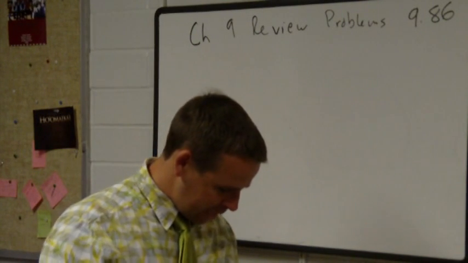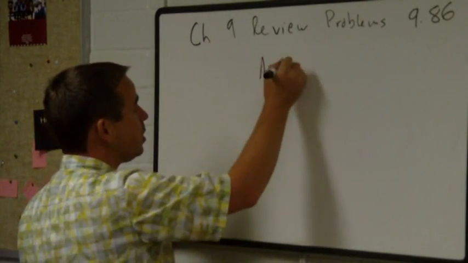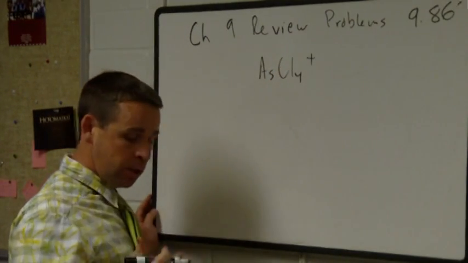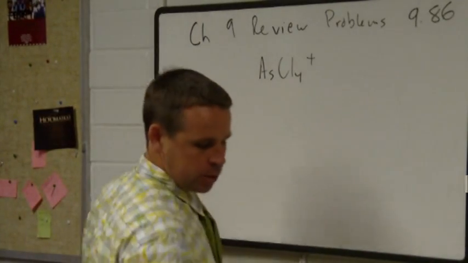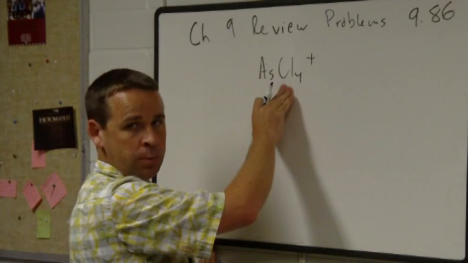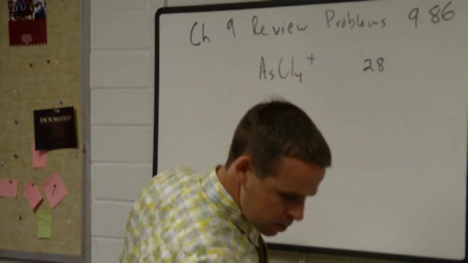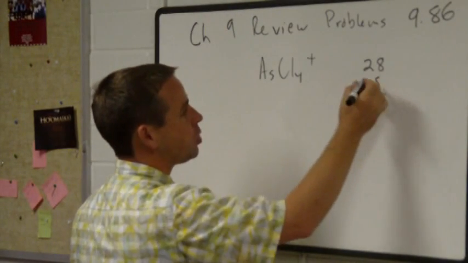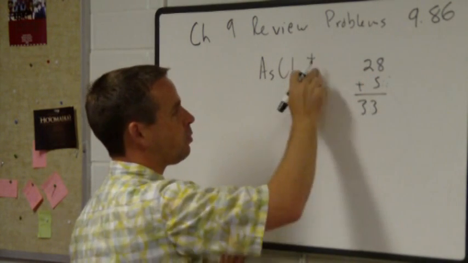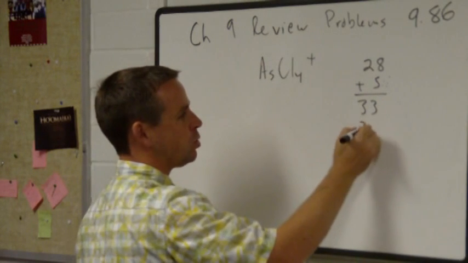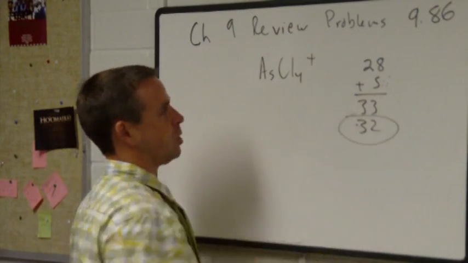All right, so 988, draw the Lewis structure for AsCl4+. AsCl4 with a positive charge. So the first thing we do, when we're drawing our Lewis structures, is identify how many valence electrons are brought by everybody. So each chlorine brought 7 times 4, that's 28 valence electrons. Arsenic brought 5, so plus 5, that's 33. But we have a positive charge, so that removes 1 electron, so there's only 32 valence electrons that we have to distribute.